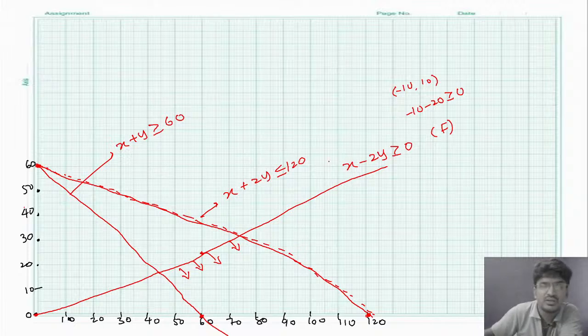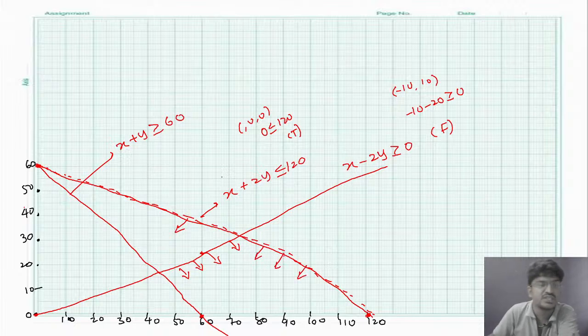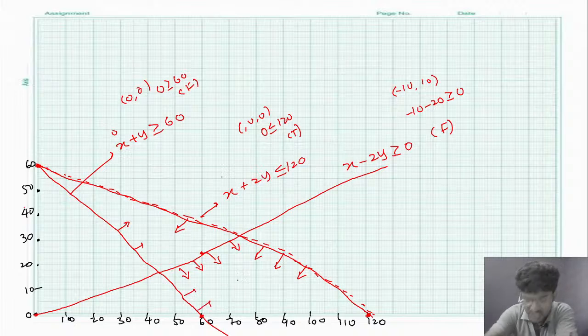Next, see this line. Put x as 0, y as 0. 0 is lesser than or equal to 120. This is true. True means towards the origin. Put 0, 0 here, so 0 is greater than or equal to 60. This is false. If it is false, the arrow mark should be away from the origin.